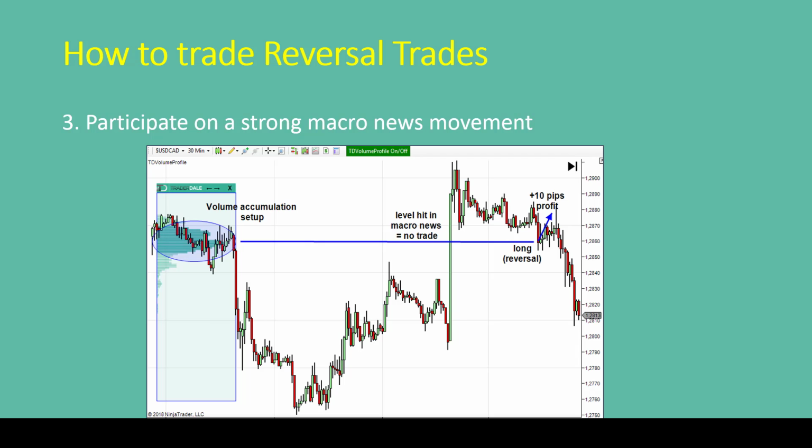Alright, the third way to trade the reversal trades is to participate in a strong macro news movement. If you look at the picture, you can see this aggressive buying candle. This is a reaction to macro news. Obviously, you don't trade macroeconomic news. It's crazy to predict macro news, so you don't trade the news. You see, no trade. But still, the level that you had prepared, this volume-based level, in this case it's based on a volume accumulation setup, it's still viable to trade only as a reversal.